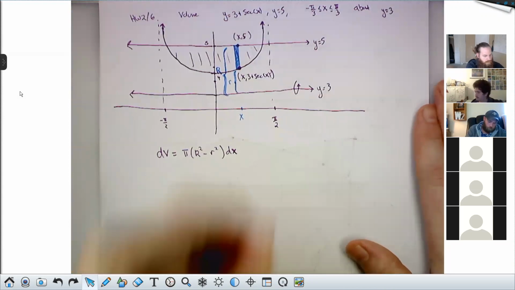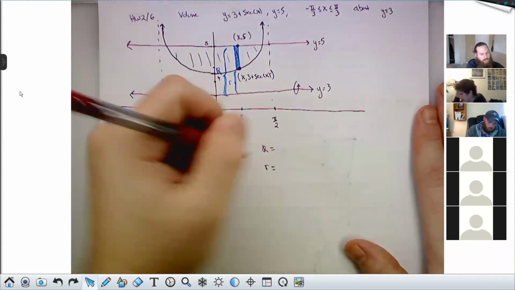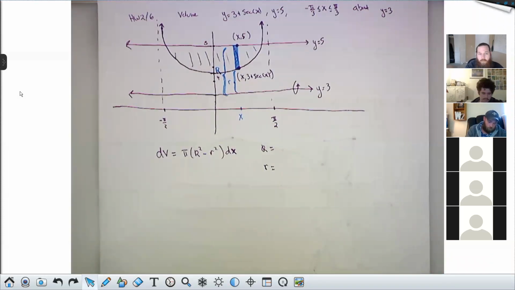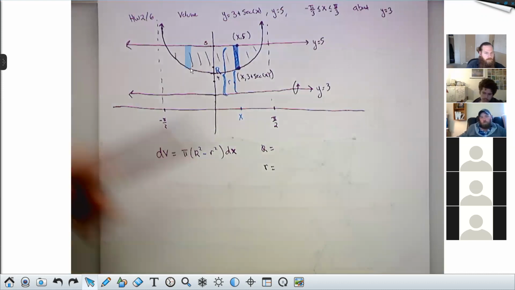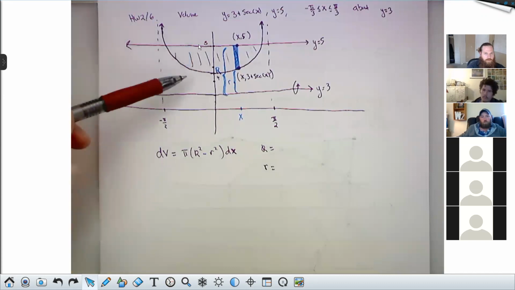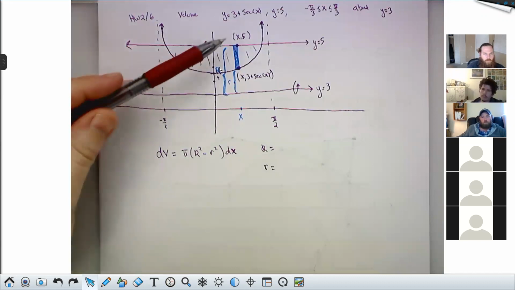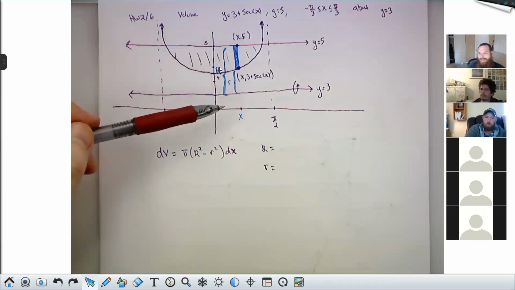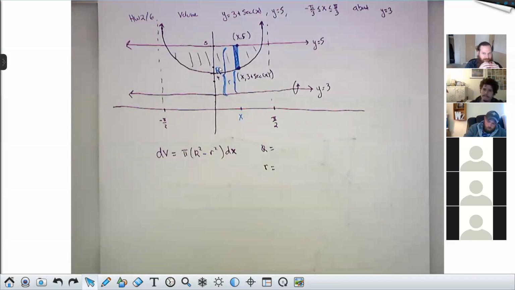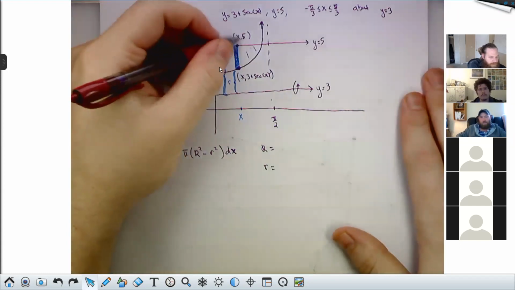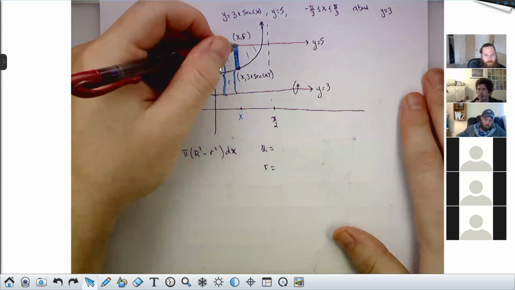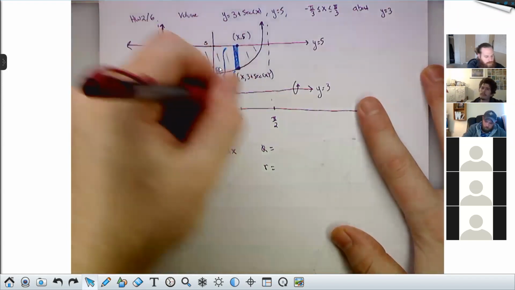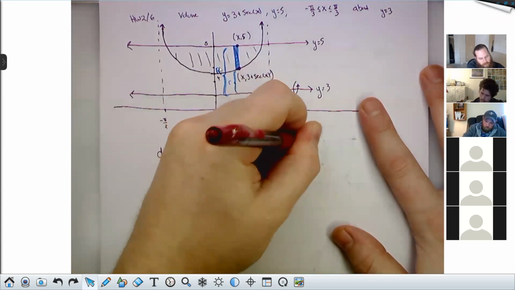We need formulas. I need to know what is big R, what is little r. One of these is not too bad. Big R is constant. Big R is just 5, because no matter where this strip is, the distance from the far end of the strip to the axis of rotation is always just 5. Oh, I'm sorry, it's not 5. What is big R? It's 2. Yeah, correct. Good. It's the y value here minus the y value here. So it's the distance from the far end of the strip to the axis of rotation. My axis of rotation is the line y equals 3. So this is 5 minus 3, which is 2.